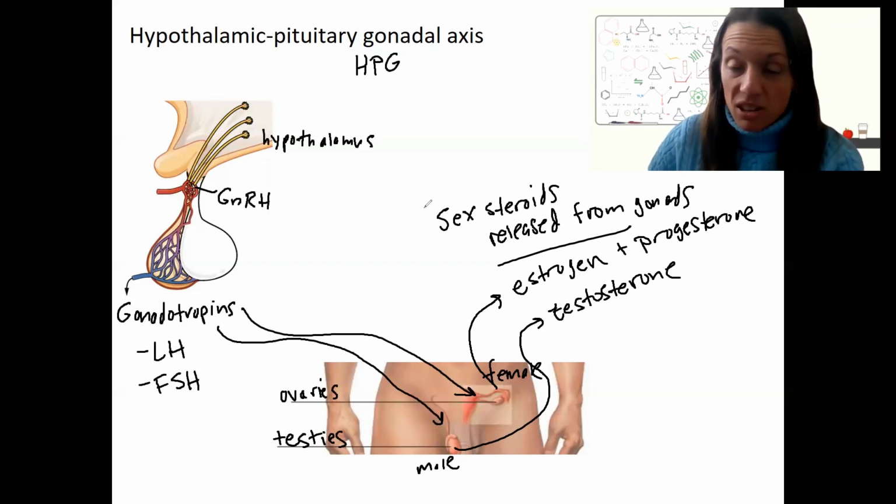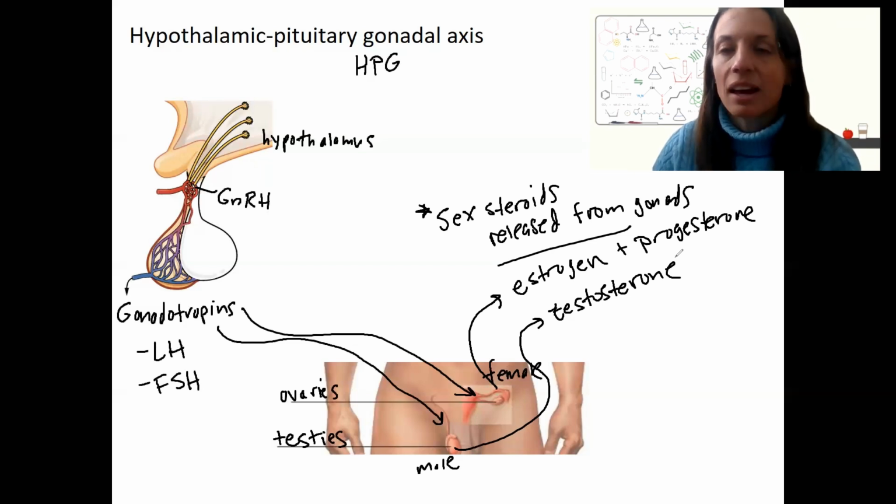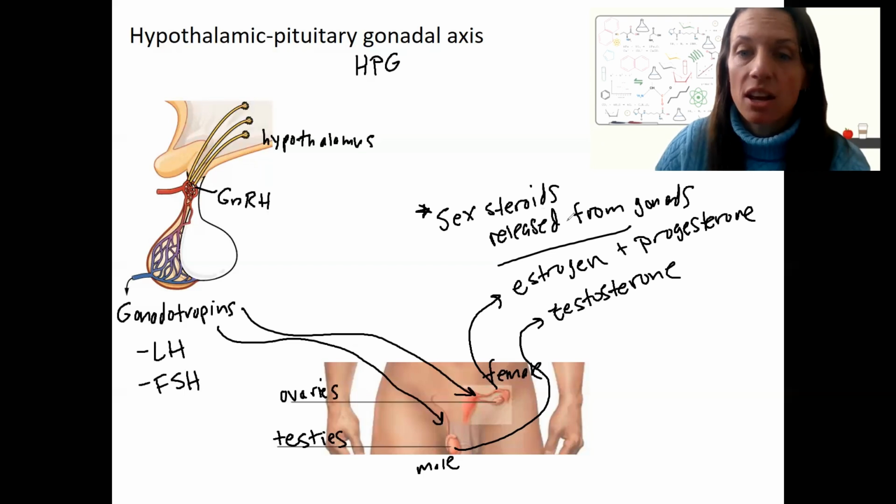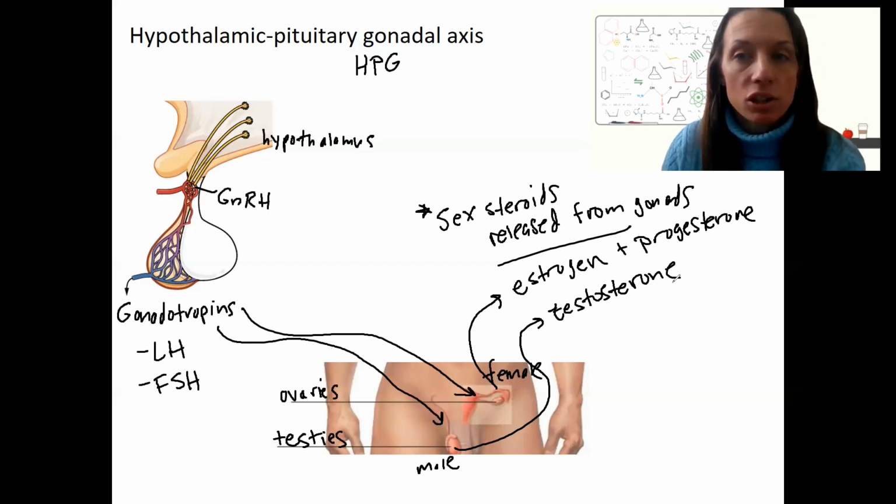Sex steroids, that's what I said these were. Okay, they're steroid hormones, right? These are going to target tissues and cause changes in gene expression. So you know that because we said sex steroids. These 3, along with cortisol, are the 3 that I mentioned that are derived from cholesterol.